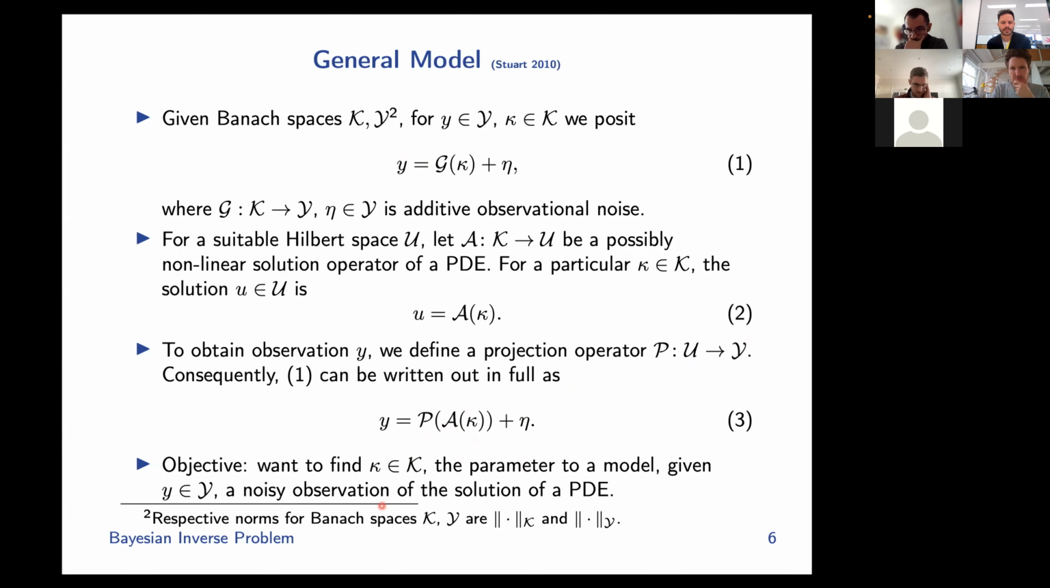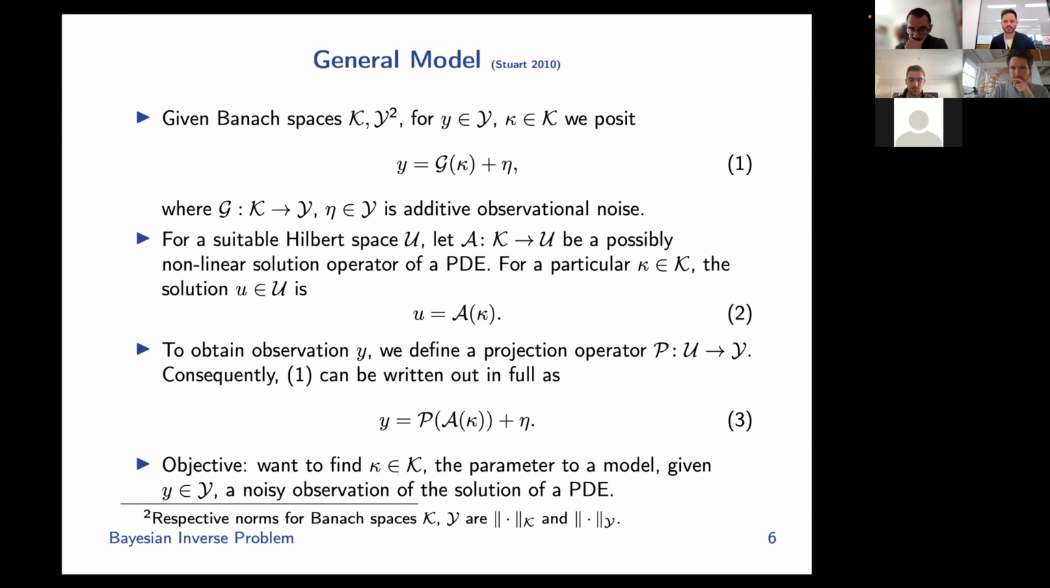And the overall objective is to find kappa, which is in the parameter space curly K, given the observations, which are observed in the observation space. So the observation is a noisy observation of the solution of a PDE. Okay, so hopefully this makes sense. If there are any questions, let me know.